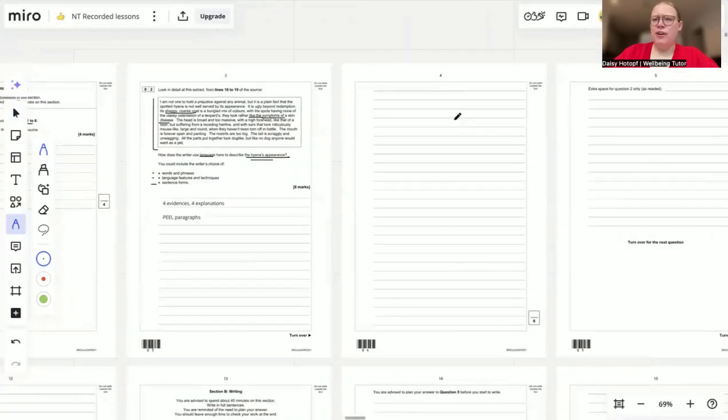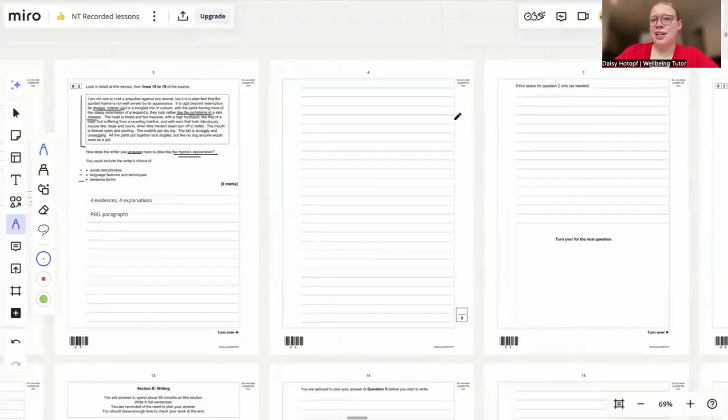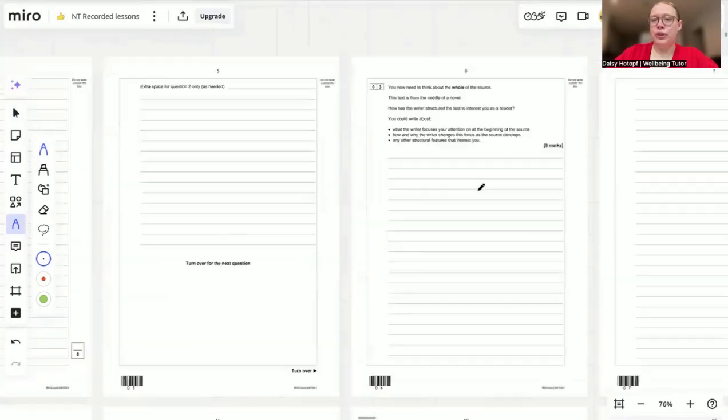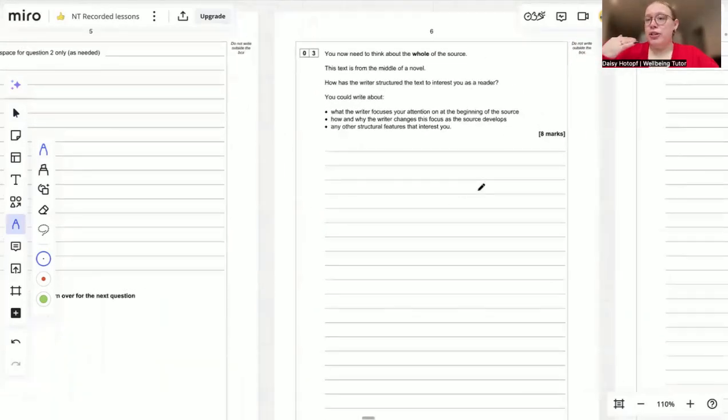So yeah, and you want to figure out what works for you as well in this process, and then stick to it. If it works for you, it works for you, right? Every student approaches questions differently. Now we come on to question 3. Question 3 about the whole source.